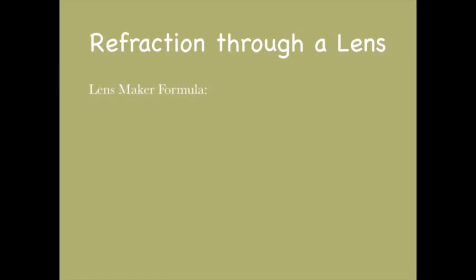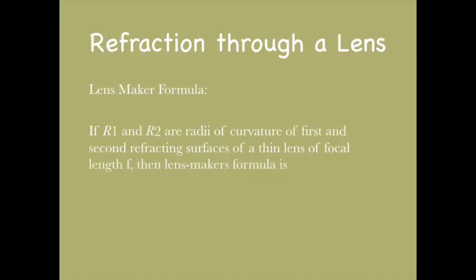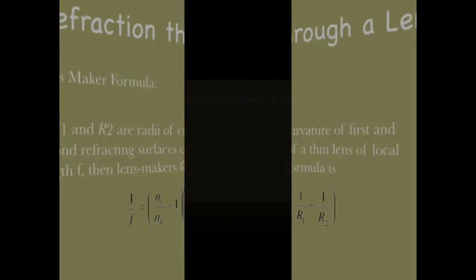Now let us study about the refraction through a lens and the lens maker formula. So if I have R1 and R2 to be the radii of curvature of the first and second refracting surfaces of a thin lens of focal length f, then the lens maker's formula is given by 1 by f equals n1 by n0 minus 1 into 1 by R1 minus 1 by R2. This is the formula. Please remember it. It's very important. Similarly, now let's move to a special case of the lens maker's formula.